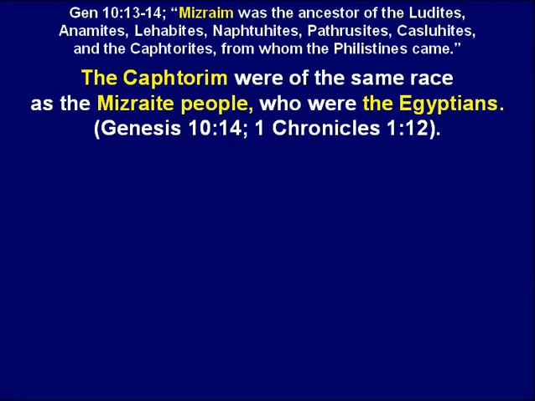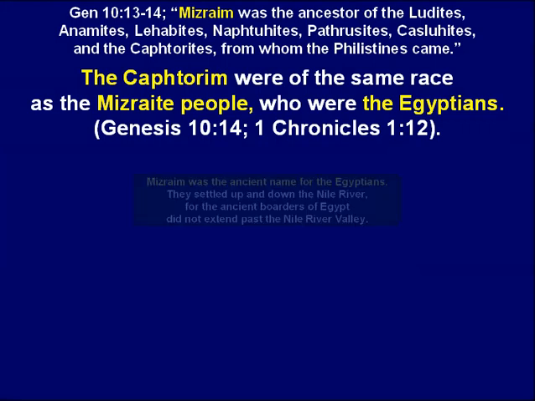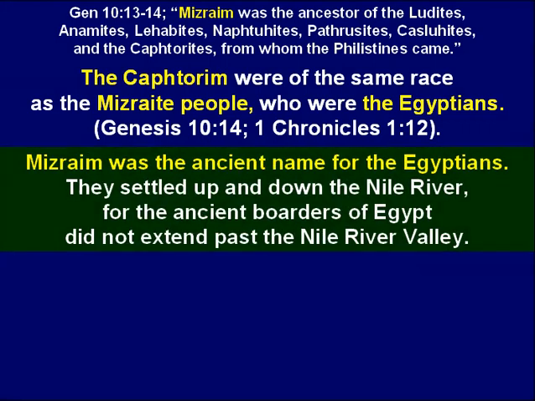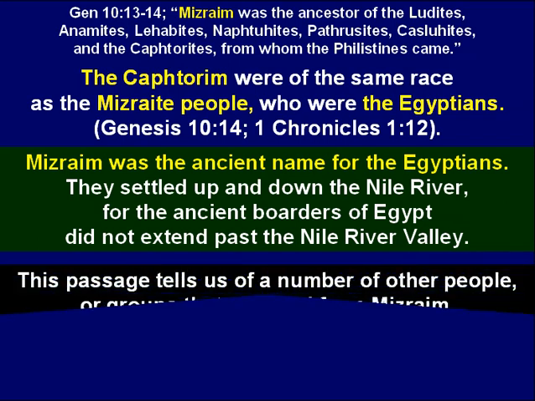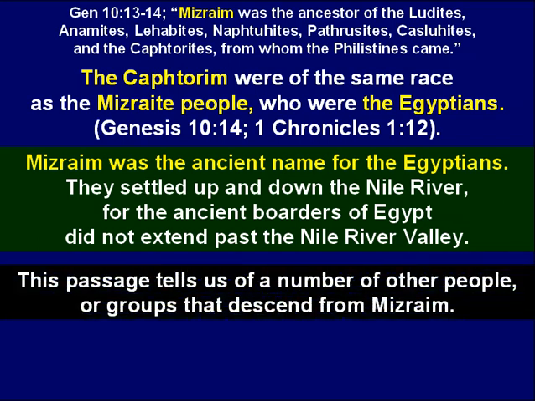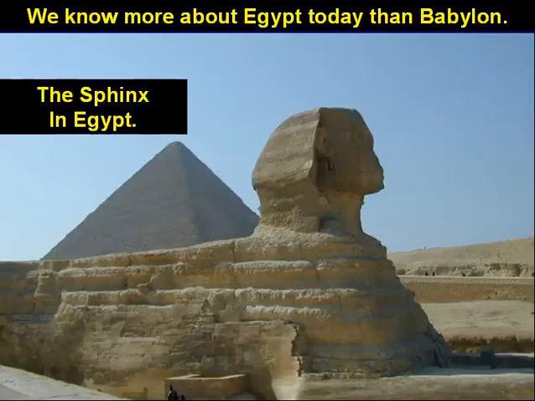The Caphtorim were of the same race as the Mizraite people, who were the Egyptians. Mizraim was the ancient name for the Egyptians. They settled up and down the Nile River, for the ancient borders of Egypt didn't extend past the Nile River Valley. This passage tells us of a number of other groups that descended from the Mizraim.